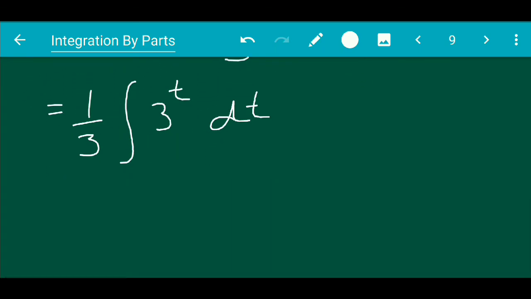So every sum which looks like u into v need not be u into v. We can simplify it in such a way that it has only one part, like we have done for this sum. Okay. So the answer for this becomes 1 upon 3.